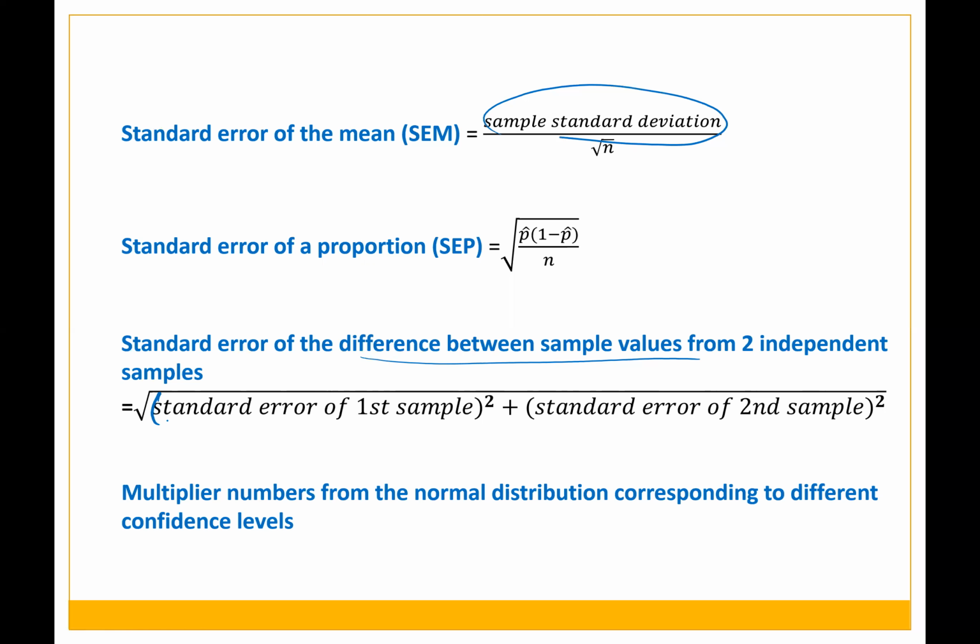And then finally, if the normal approximation applies, we also have the table of multiplier numbers from the normal distribution corresponding to different confidence levels. So 95%, 90%, 99%, and 80% all have different multipliers, and hence they have different margins of error, even though they're talking about the same sample. The standard error in that case is going to be the same, but the multiplier is different. And the higher the confidence level, the bigger the multiplier. Therefore, you have a bigger margin of error.